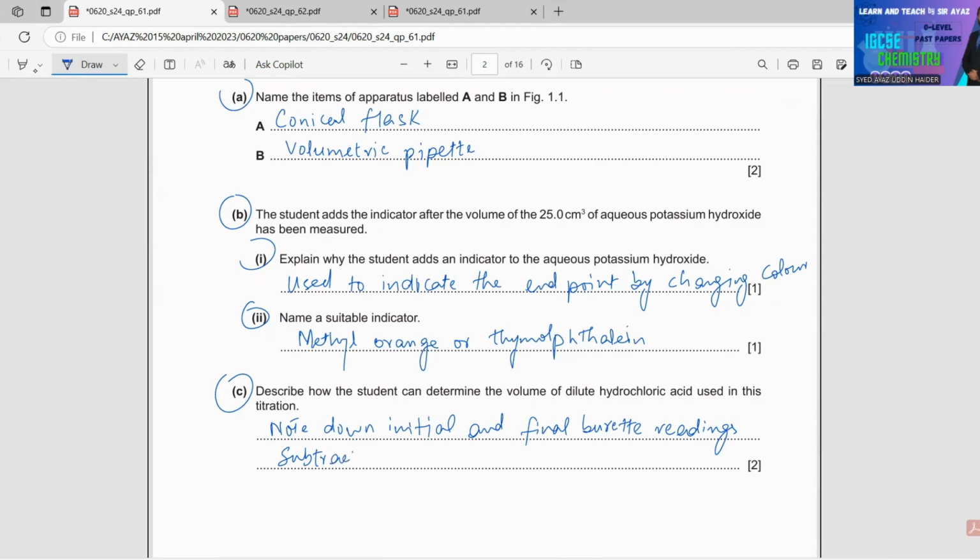Subtract initial reading from final reading.